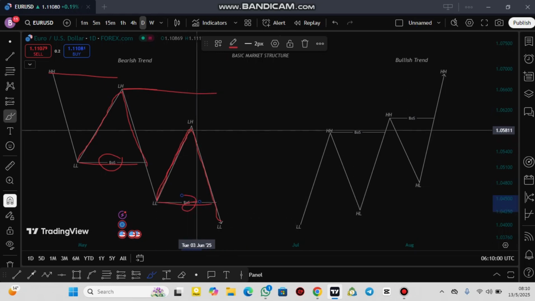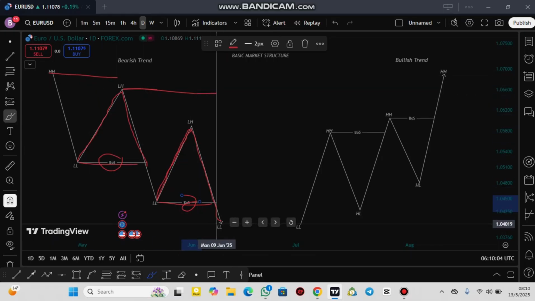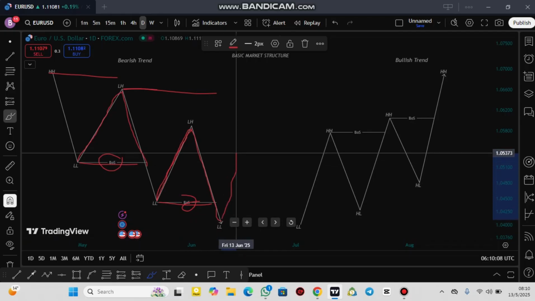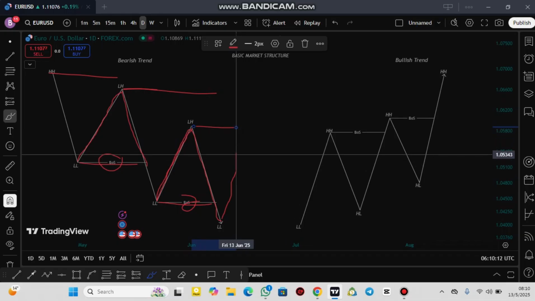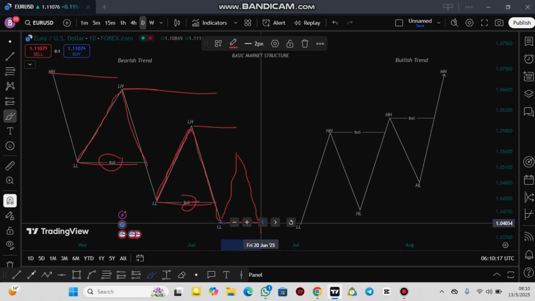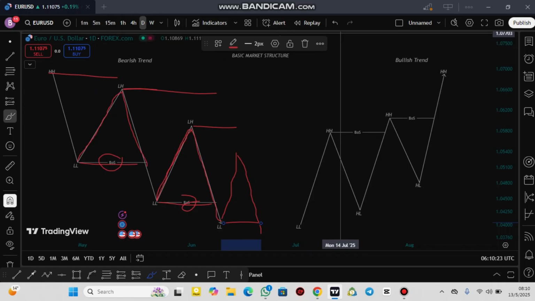And at that point, from this lower low, you can determine that price is going to give you a pullback, a run up, and then price is going to respect this high, and then violate the low, giving you what? A break of structure to the downside. Okay, so now let's move on to the bullish trend.